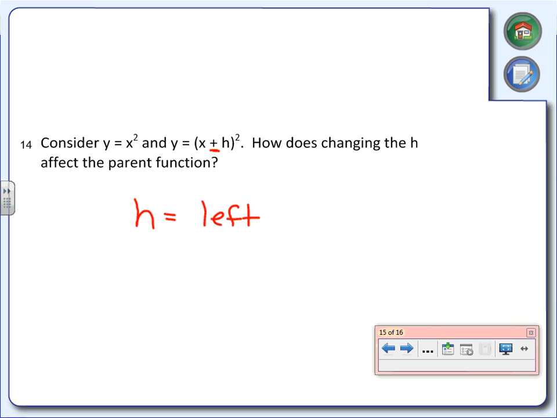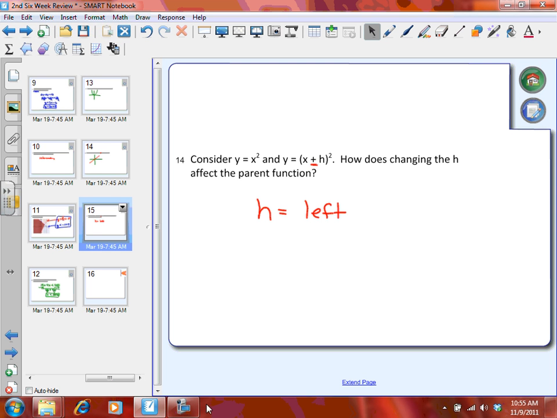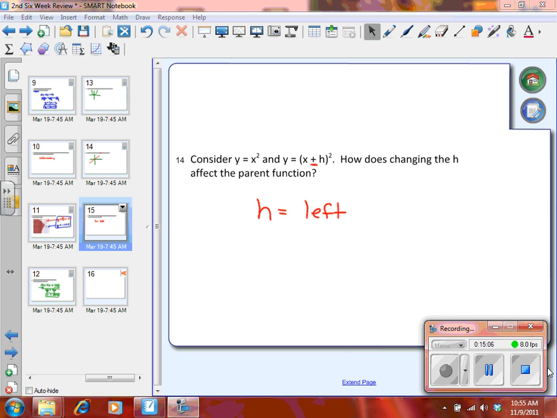All right, so that's what the test is going to pretty much look like. It'll be our last test grade of the 6 weeks. So make sure you study.